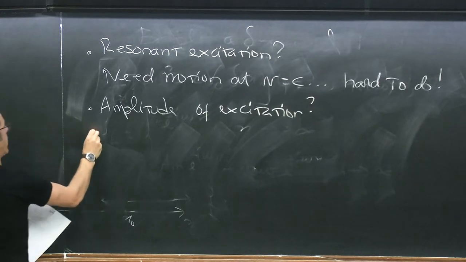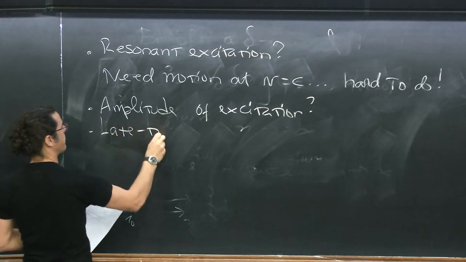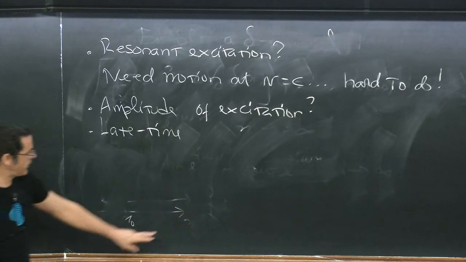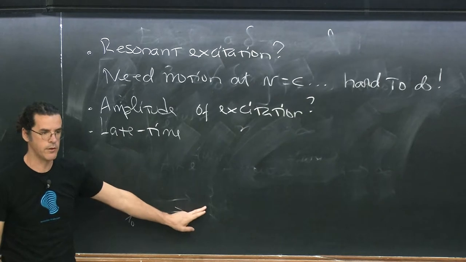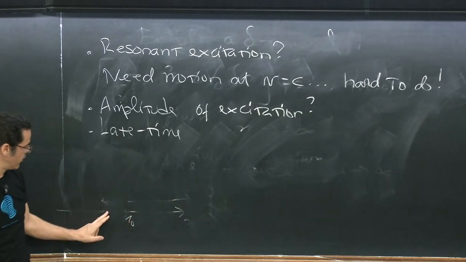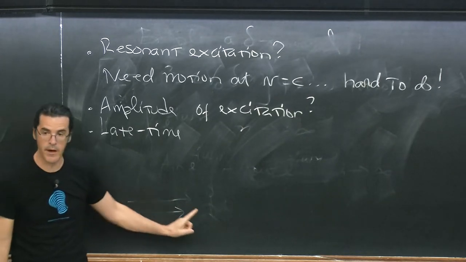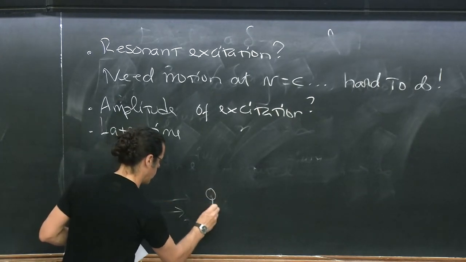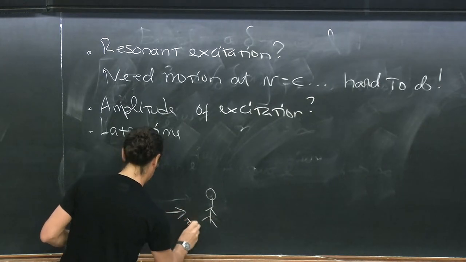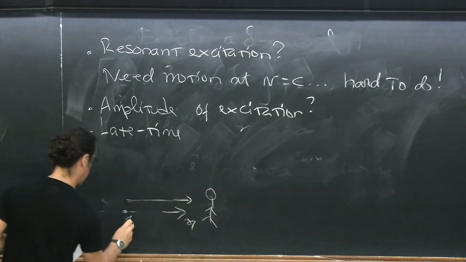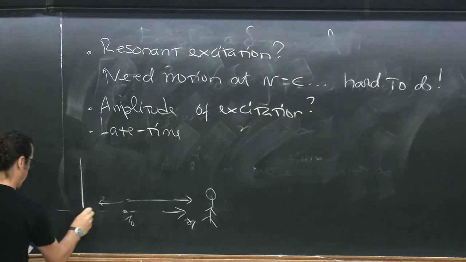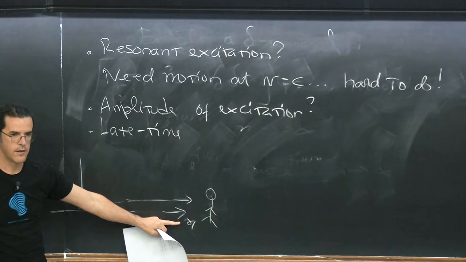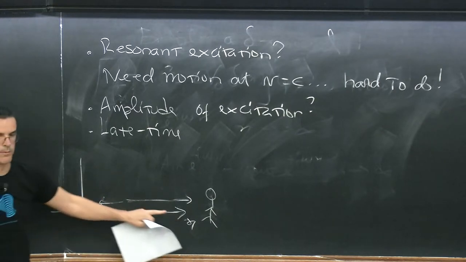Again, nothing basically is known about late time tails. Because you see, this guy is going to get a prompt contribution. He's going to get also a contribution from the potential barrier. But after that, so let me draw my observer again. X, X naught, where the initial data was. This is the barrier. So it gets prompt contribution from initial data, a quasi-normal mode contribution from the barrier.